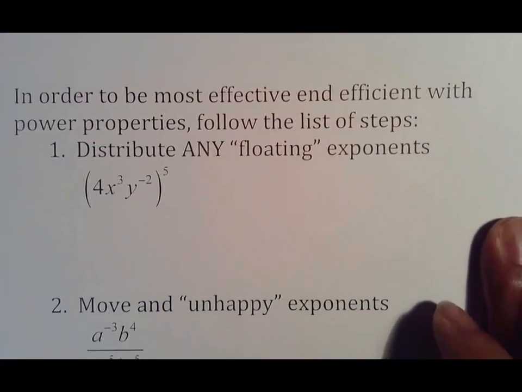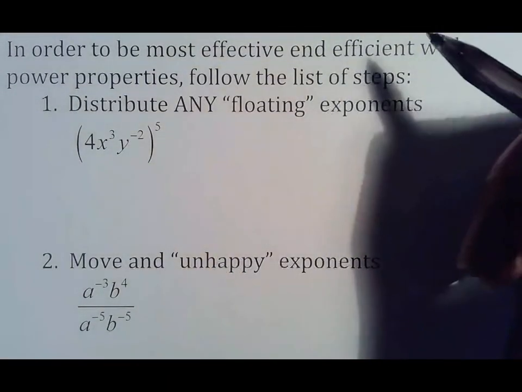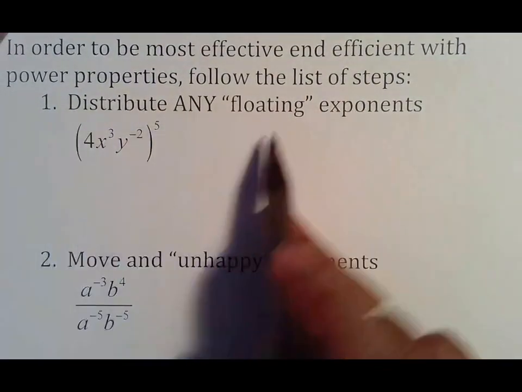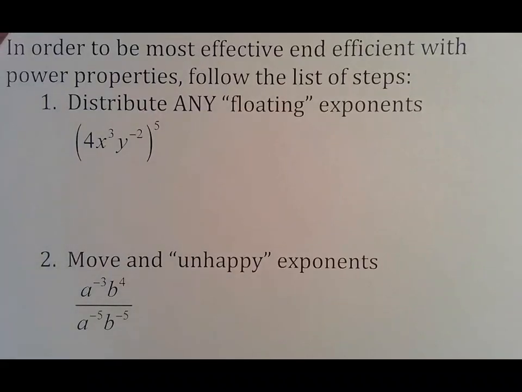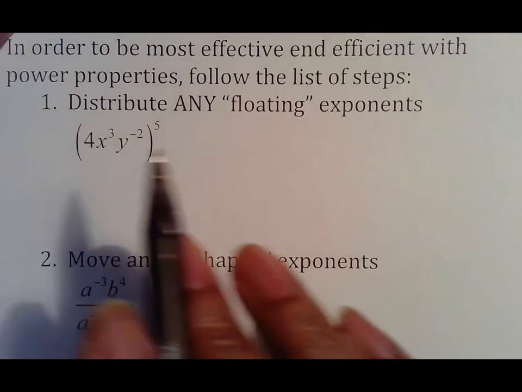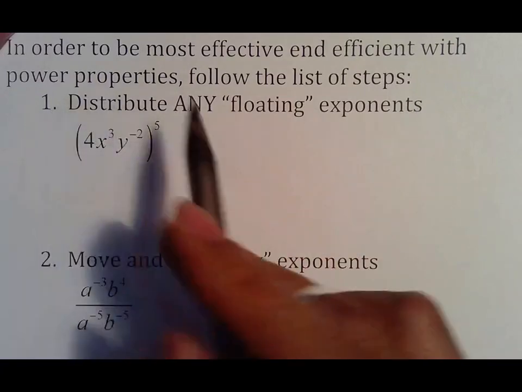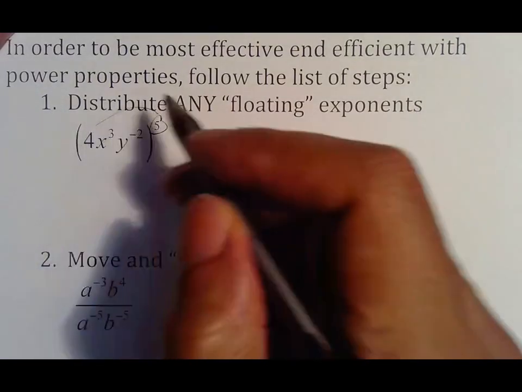In order to be most effective and efficient, follow the list of steps. So if anything, the first thing I would do is, and you want to write down this 1, 2, and 3, because again, that's going to help you with this stuff. But the first thing you want to do if you want to figure out how to do any of these, I'm talking about any of these from sections 1 through 4, distribute any floating exponents first. So if you see any of these things, distribute it.